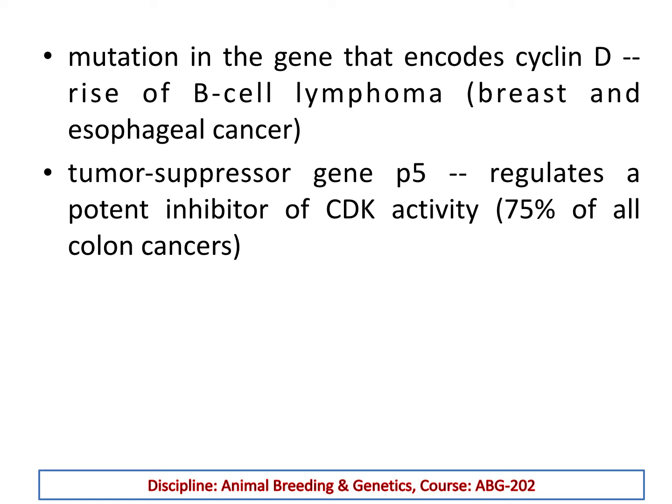Similarly, if we see other factors like the tumor suppressor gene p53, it regulates a potent inhibitor of CDK activity, and if this is inactive in 75% of colon cancer, that is again an abnormal growth. So there are many factors, and if any one of them is over or under expressed, there would be abnormal cell growth, and that we call cancer.